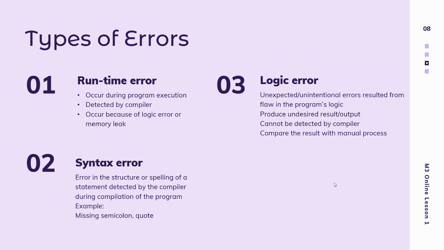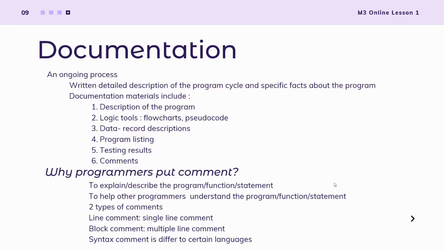Number 3 is the logic error. It is an unexpected, unintentional error resulting from a flaw in the program's logic. It can be produced by an undesired result or output. It cannot be detected by the compiler. Therefore, it's very hard to know what really the error in the program is. That's why you need to compare the result with a manual process.